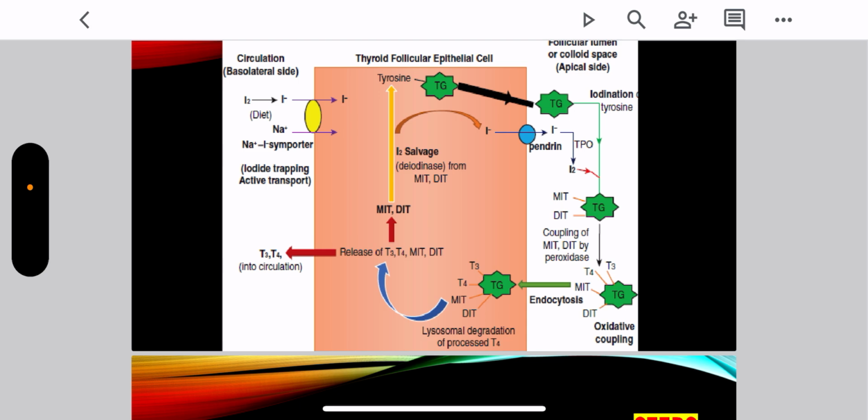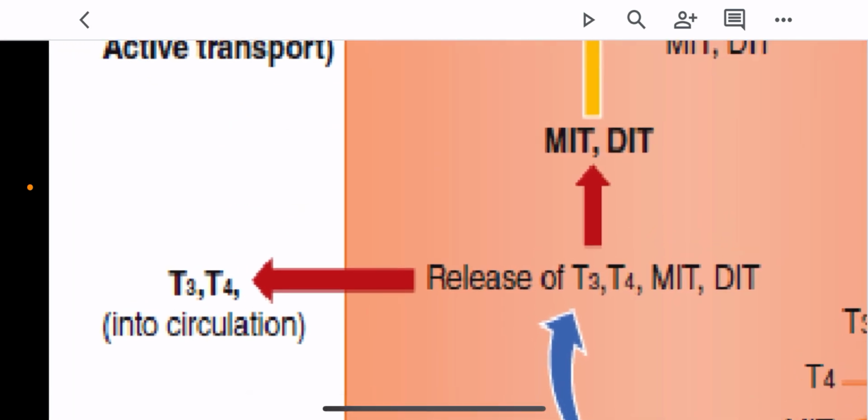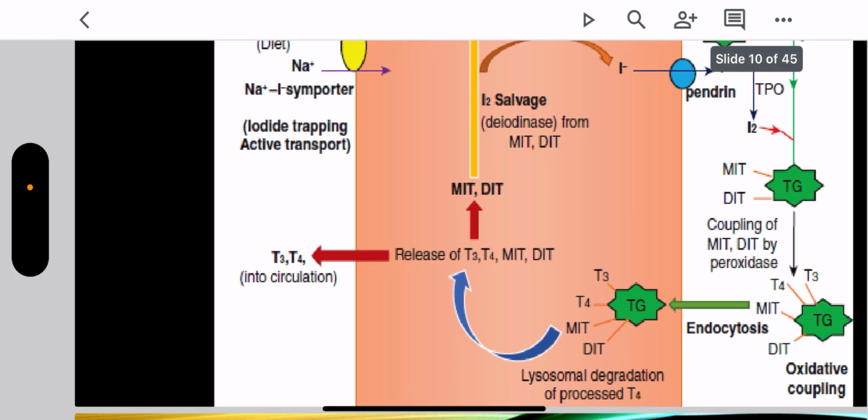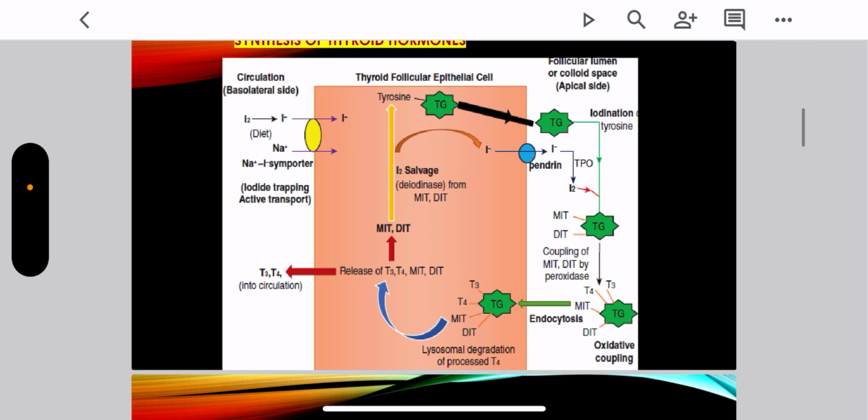Okay, so they are formed inside the lumen. Once these are formed, they can enter inside the epithelial cell with the help of endocytosis. Once they enter into the epithelial cells, they will be acted upon by lysosomes, and lysosomes will cause their degradation. So you can see the hormones T3, T4 are released into the circulation, whereas MIT and DIT are used in the process of synthesis of thyroid hormones again. So that is how the cycle works.